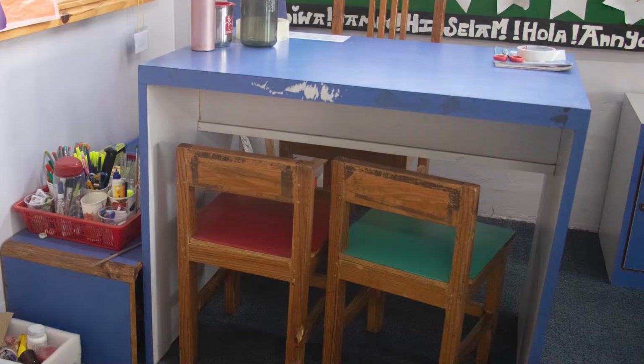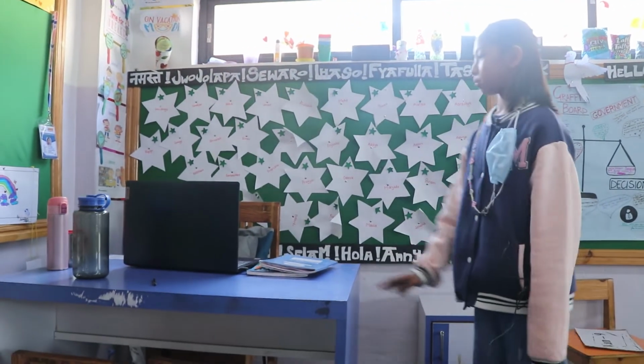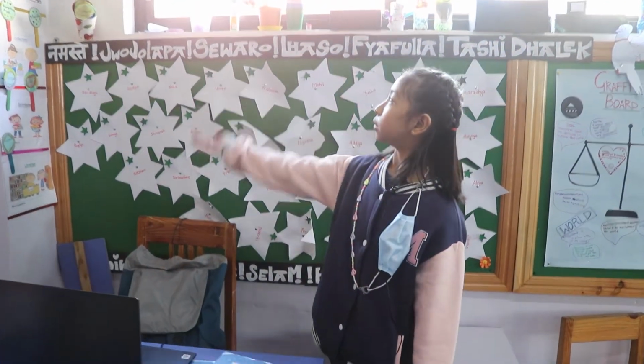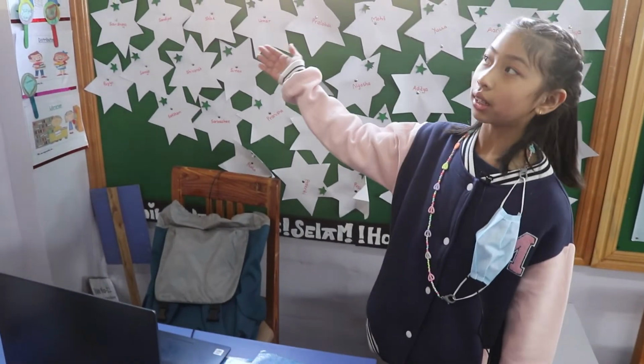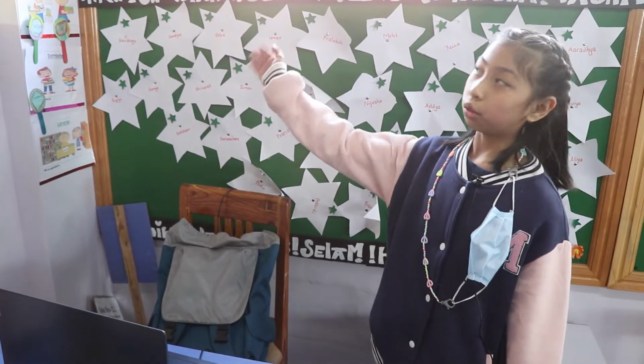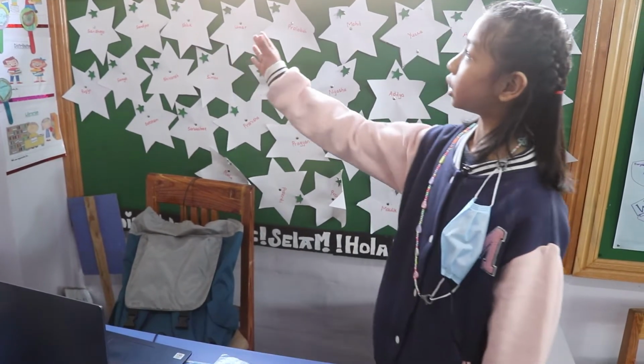Then we have the teacher's table. The teacher's table is where the teacher works. Then we have the job duty. The job duty is where our friends are divided into groups of jobs which they will be doing.